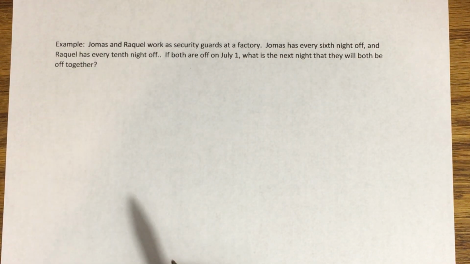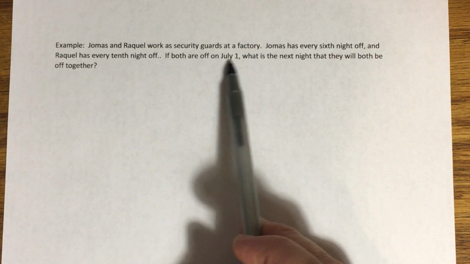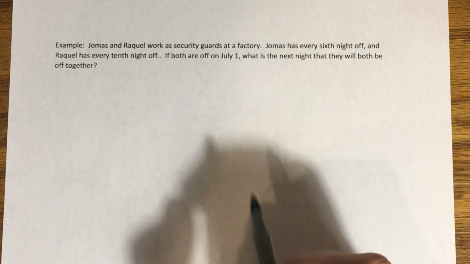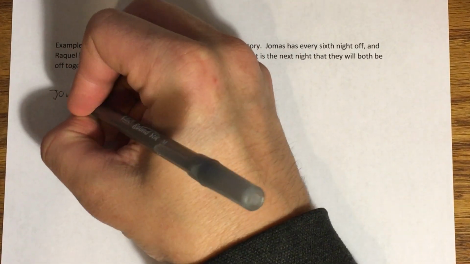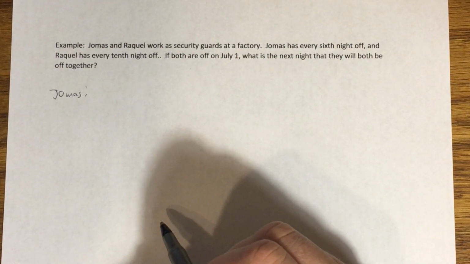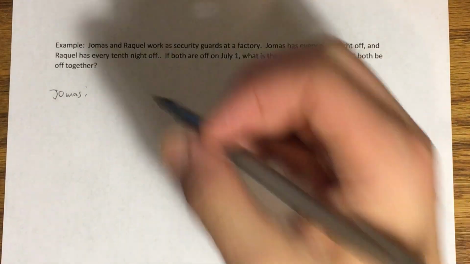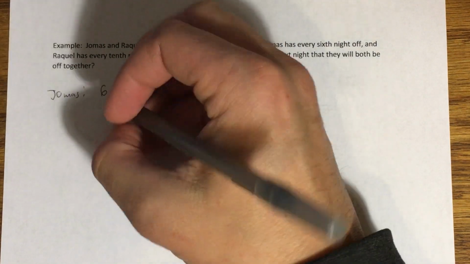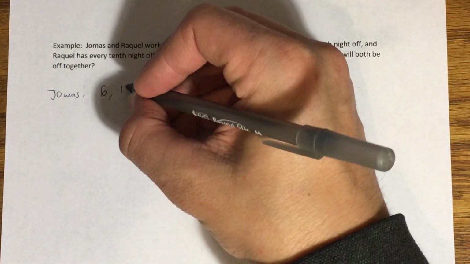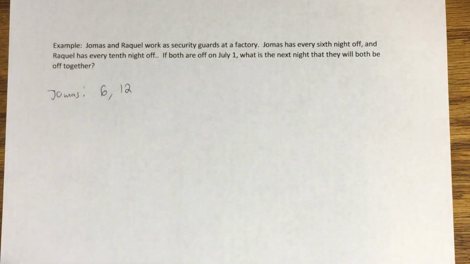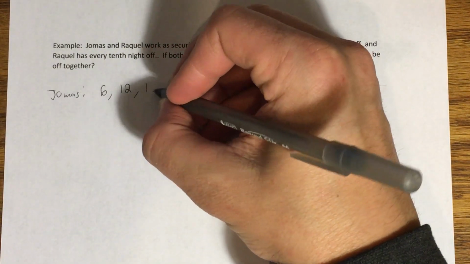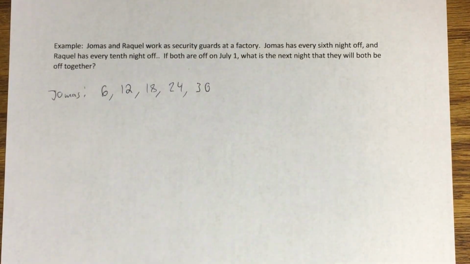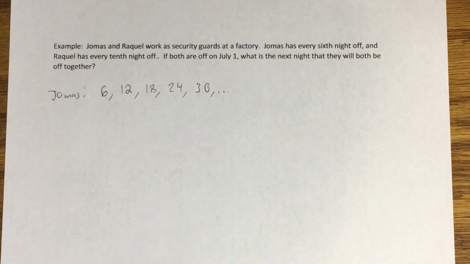So think about it this way. Let's ignore the July 1st for a second. If I look at just days on which Yomas is off, he's off every 6th night. So once he's had a day off, he has to wait 6 more days before he gets his next night off. And then he has to wait 6 more days, which would be 12 days from that starting point. And then he has to wait 6 more days, 18, and then 6 more days, and then 6 more days. You can kind of see how he has this waiting period of 6 days between each day off.